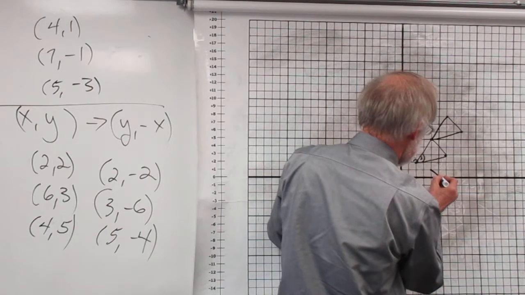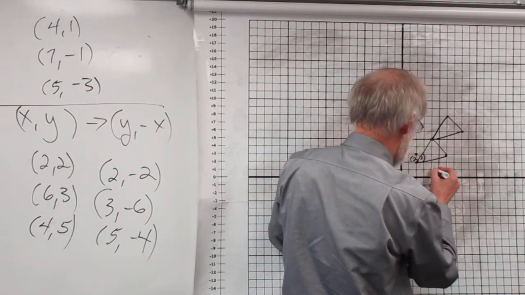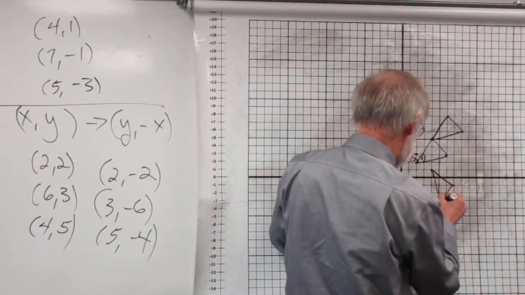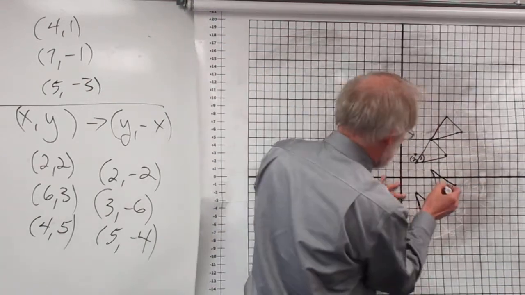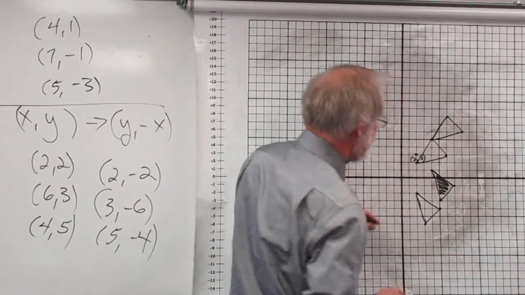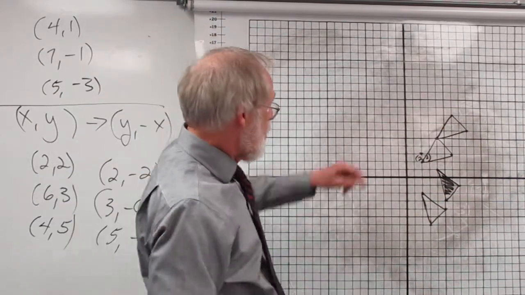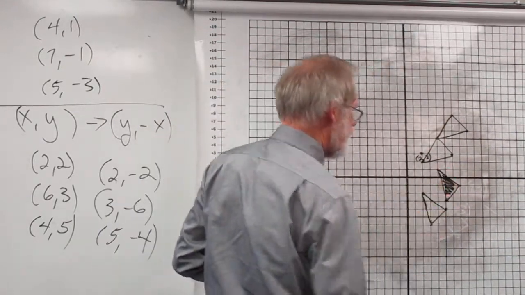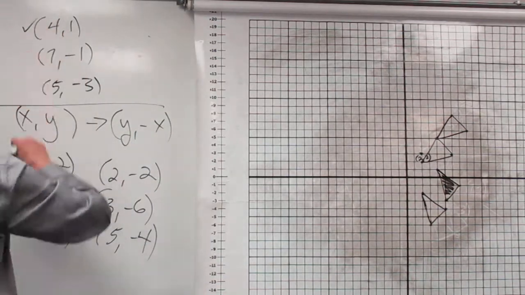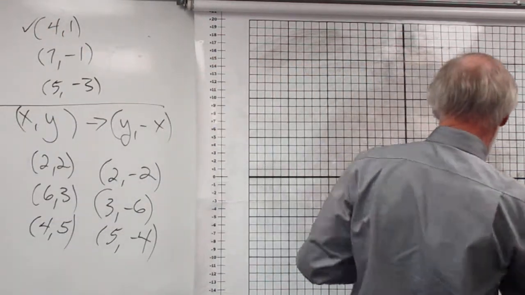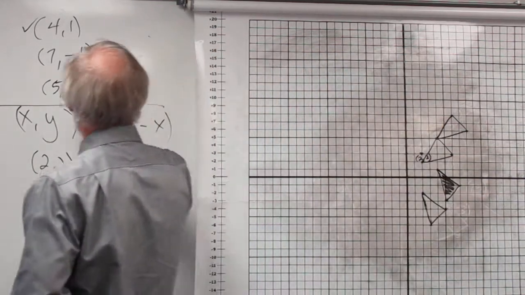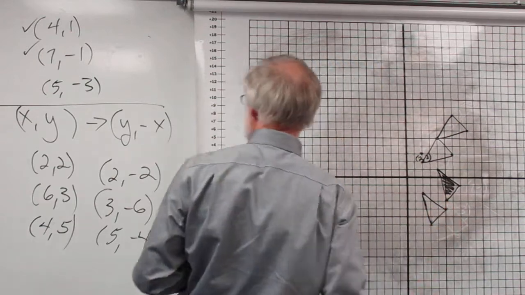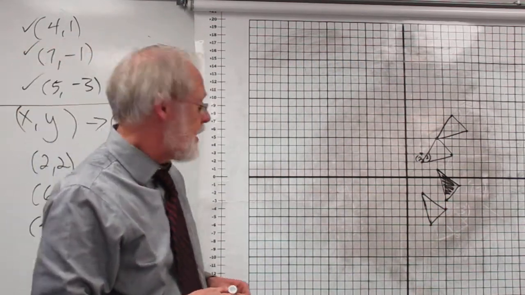Now, this is the final answer right here. If I could draw the line straight, it would be better. All right, that's the final answer. Now, let's see if that agrees with the one that we did previously where we moved the axes to here. So the points that we have are 4, 1, that's here. We have 7, negative 1, that's here. And we have 5, negative 3, that's here. So in fact, we ended up at the same place.